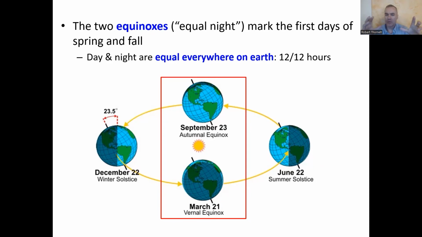And in case you're wondering, what about the Earth's axis? Where is it pointing? It's a good question, because we said it's pointing in toward the sun during the summer, but it's pointing away from the sun, leaning out during the winter. Where is it pointing during the equinoxes, fall and spring?